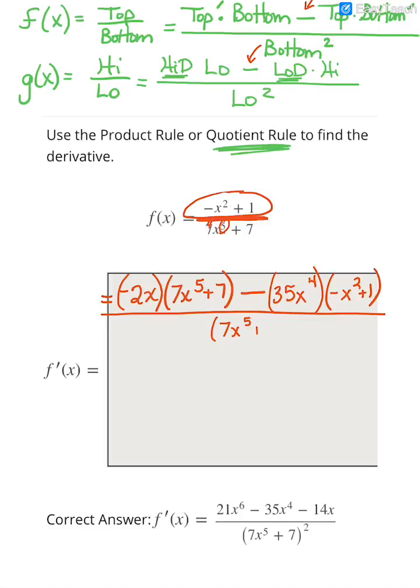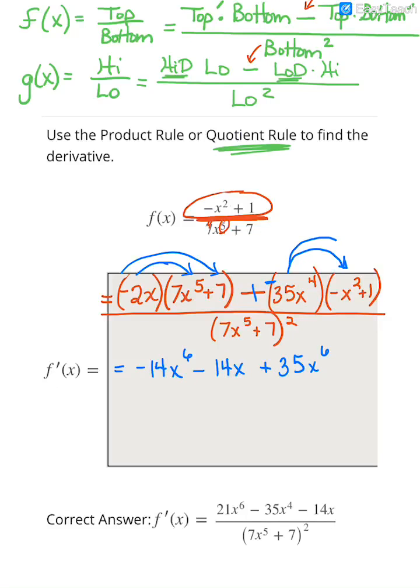So we have 7x to the 5th plus 7 on the bottom. It gets squared. Now, they do expect you to do some simplifying. If we multiply negative 2x times the 7x to the 5th, we get a negative 14x to the 6th. Notice you add those powers. And then negative 2x times the 7 becomes minus 14x. Then we come over here. We've got to make sure to carry this negative sign with the 35x to the 4th. So negative 35x to the 4th times negative x squared actually becomes a positive. That's going to be a 35x to the 6th. And then negative 35x to the 4th times 1 becomes negative 35x to the 4th.